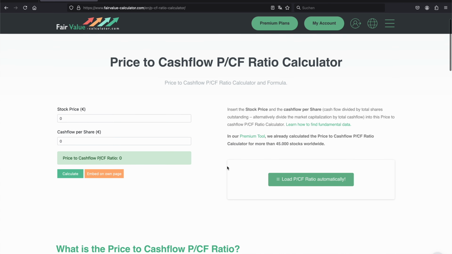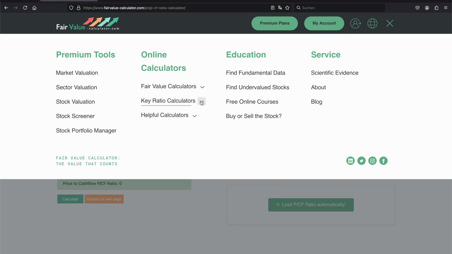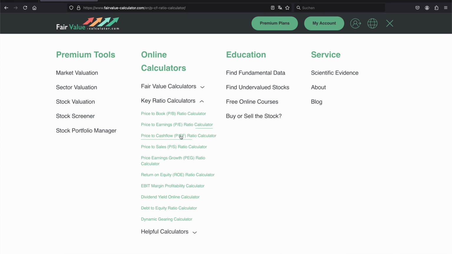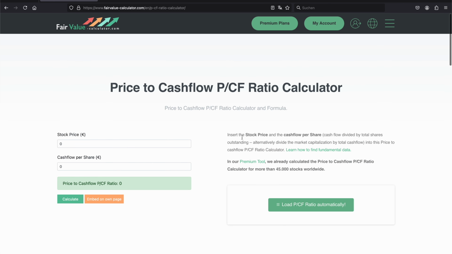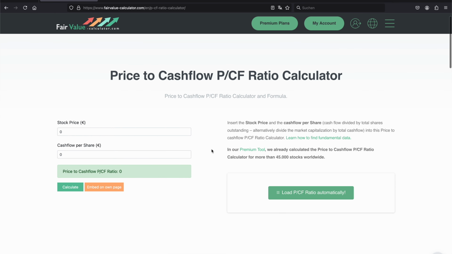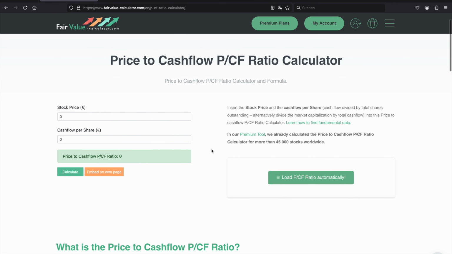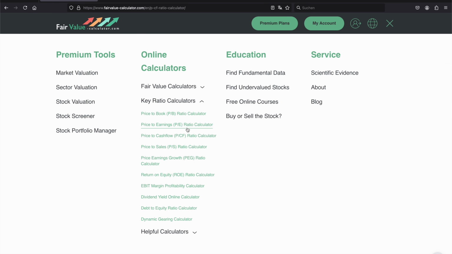Unlike metrics based on net income, the PCF ratio focuses on cash flow, providing a clearer picture of a company's ability to generate cash and sustain its operations. The key difference between the price-to-cash flow ratio and the price-to-earnings ratio, PE ratio, lies in what they measure. While the PE ratio is based on net income, which includes non-cash items such as depreciation, amortization, and other accounting adjustments, the PCF ratio focuses exclusively on cash flow, which represents the actual cash available to the company.